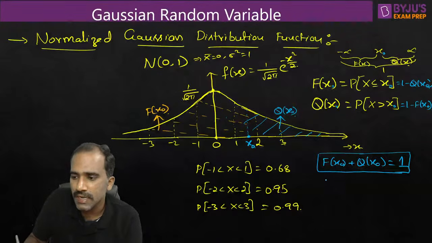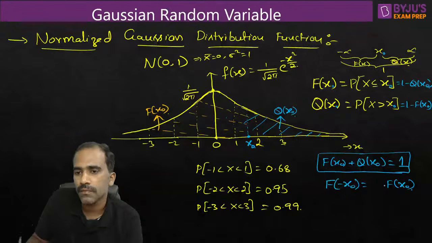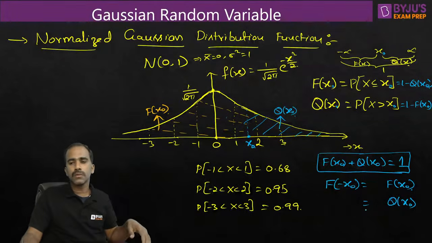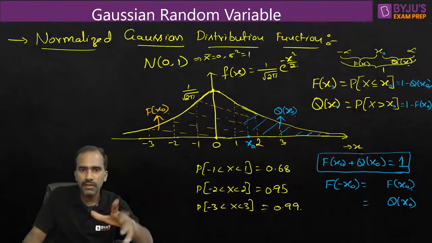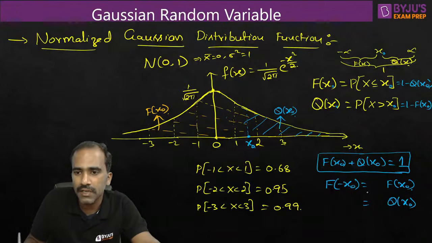Now let us understand a few more things as well. What is the relation between F of minus x naught and F of x naught? What is the relation between these two? And what is the relation between F of minus x naught and Q of x naught? Let us understand this relation. We can easily understand these relations graphically.